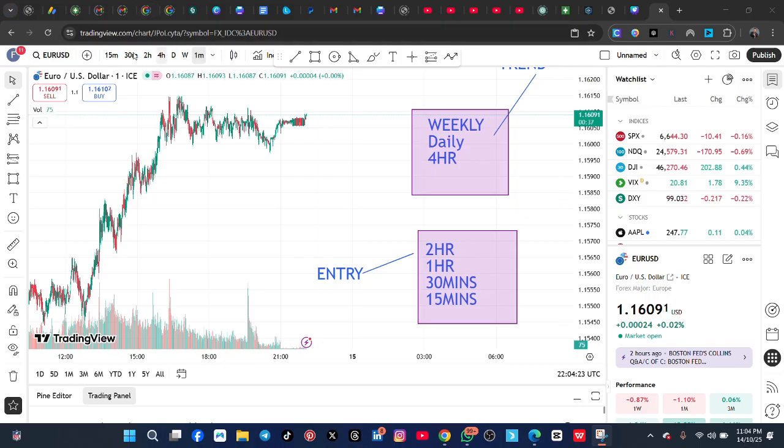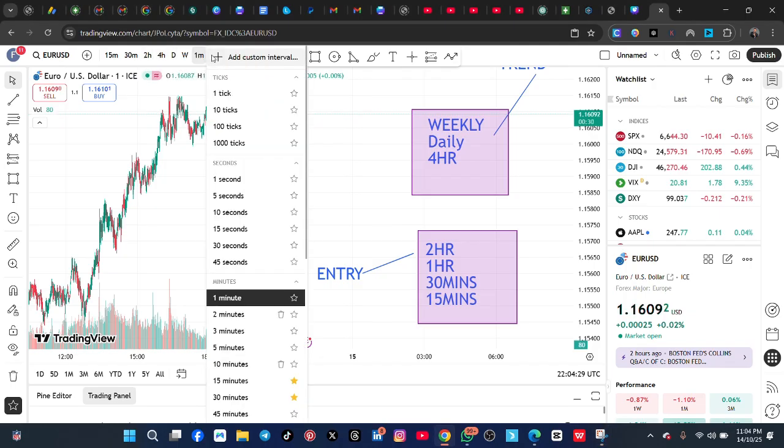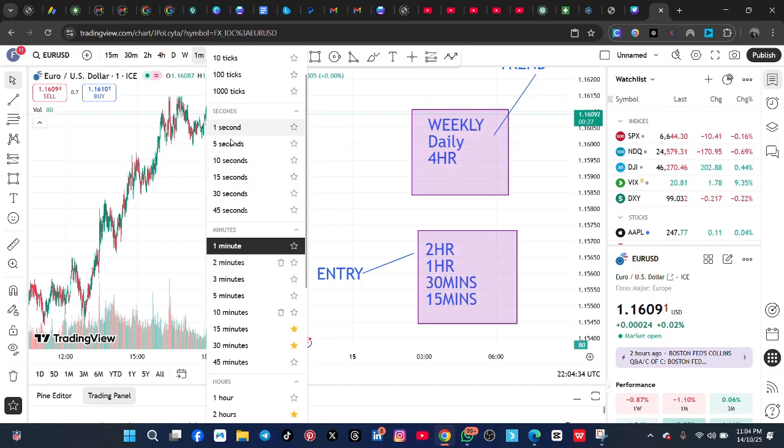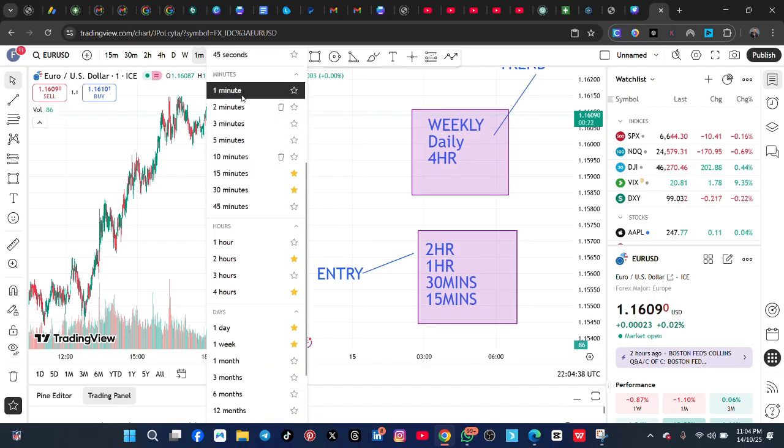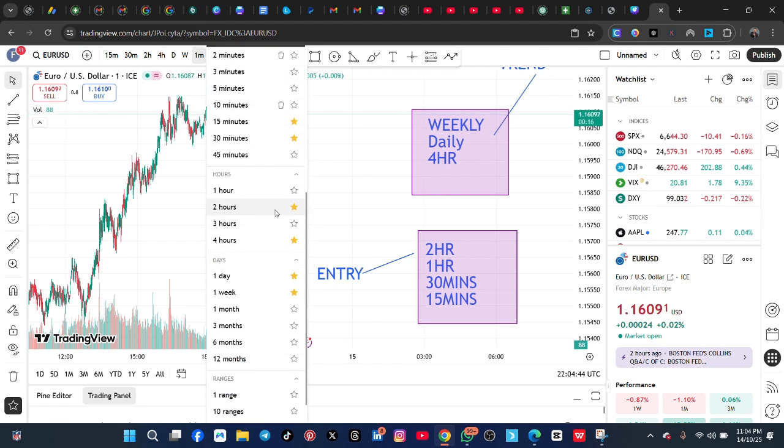Of course, you can see where we are here. We have the 15 minutes, the 30 minutes and all of that. They are here because I put them on favorite. So we click on here. Your own, you may find only one. So if you come here, you can see that we have the 1 second, the 5 seconds, the 10 seconds and all of that. Here we have the 1 minute, the 2 minutes, the 3 minutes, and then the 5 minutes, the 15 minutes and all of that. Of course, we have the 2 hours, the 3 hours, 4 hours and all of that.